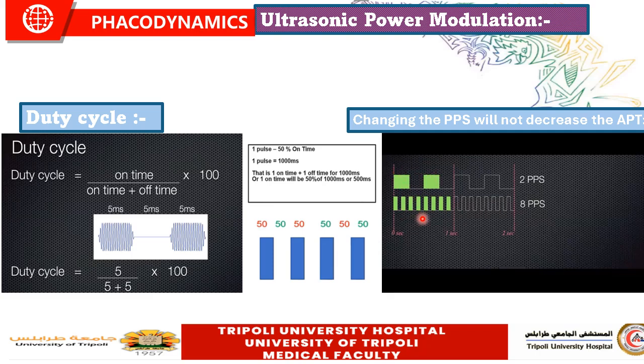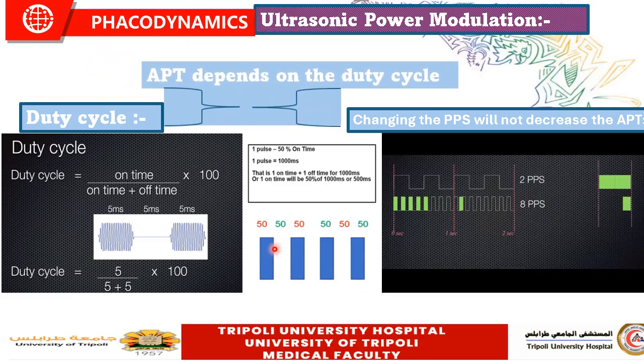But if you increase the pulse rate to 10 pulses per second or 8 pulses per second, as in this example, the same amount of energy is delivered but divided into 8 pulses. So the net result, the whole amount of ultrasound energy given is the same. There is no difference between the two. This is very important. You can see in this example that the absolute phaco energy, or the absolute ultrasound energy, is equal either between 2 pulses or 8 pulses per second, because the whole amount is divided. This should be very clearly understood.